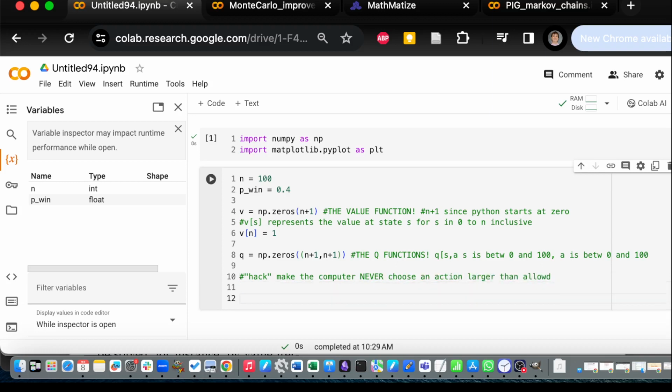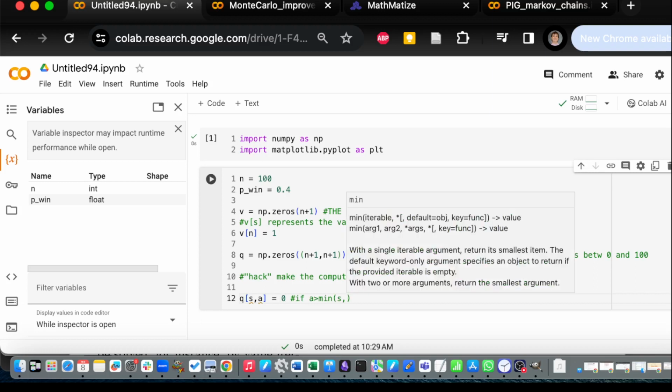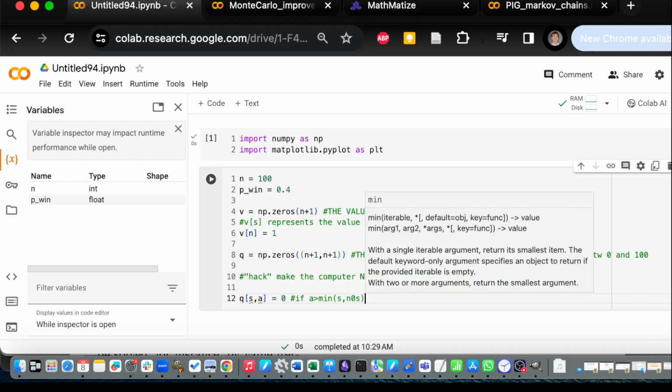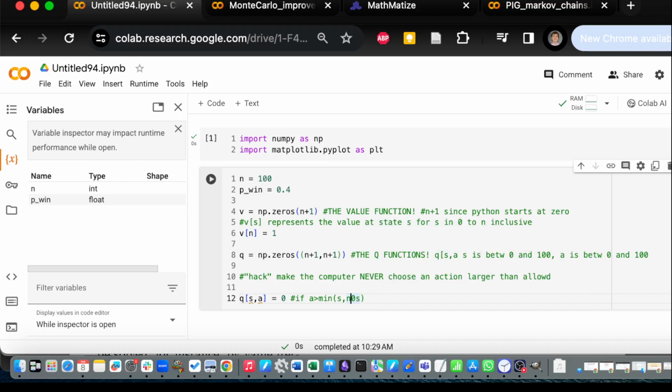What I'm going to do is make Q of s comma a 0 if a is bigger than the minimum of s and n minus s. So that's what I want to do. I'm going to say you get no value at all. And actually, to be extra careful and to make debugging easier later, let's say you get -1.